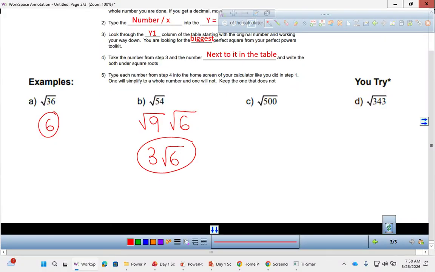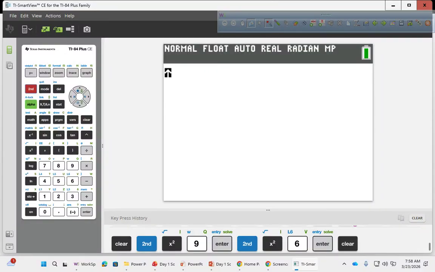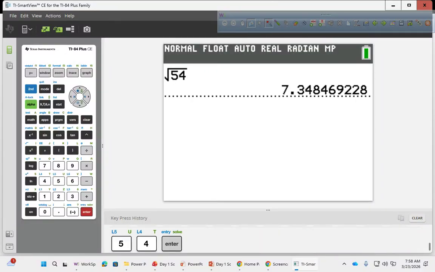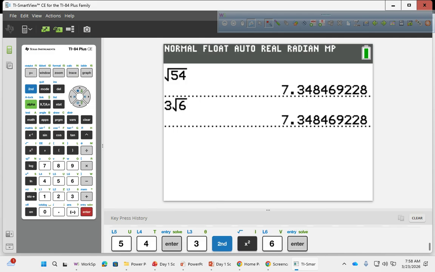You can always check your answer like this. Root 54 is this weird decimal. 3 square root of 6 is this weird decimal. This is a really good strategy for multiple choice tests. You don't have to do any work, right? Type the question in the calculator and each answer. Only one of those decimals is going to match, and you don't even have to do the work, okay? So 3 root 6 would be correct because I can see those decimals match.